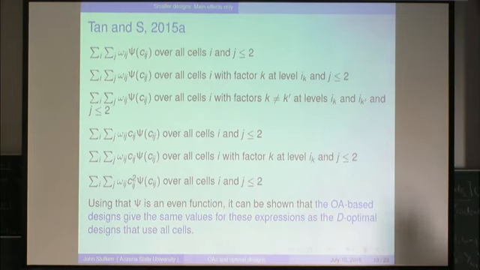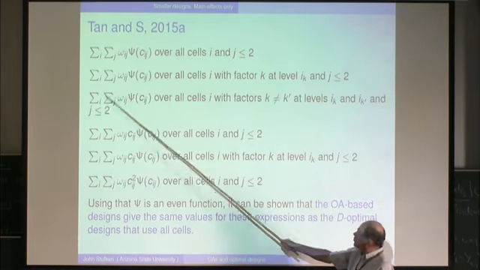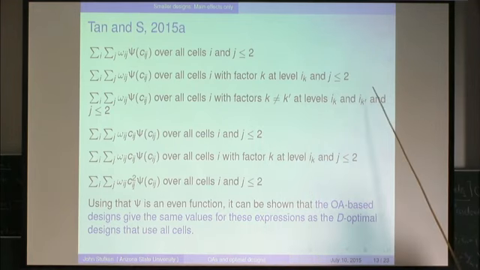So without the orthogonal array property, you wouldn't have the property that a sum like this with these restrictions would be the same for the design that uses all cells and for the designs that use only the cells corresponding to the orthogonal array.